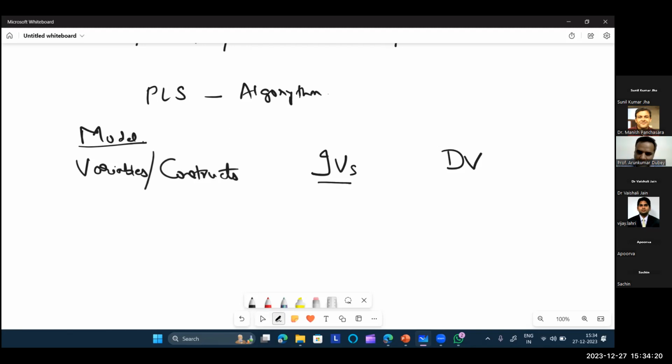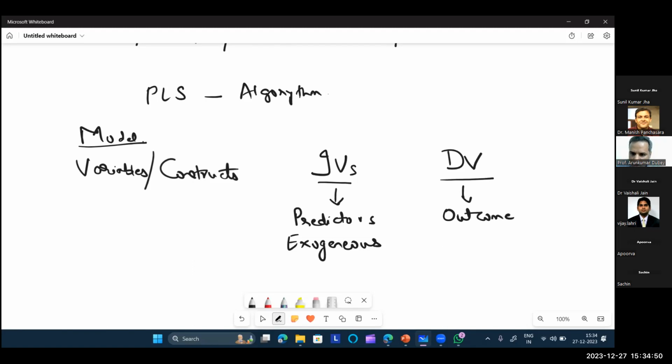Now, what are independent variables? They are known by different names. If you read standard textbooks on regression, independent variables are also known as predictors. They are also known as exogenous variables. There are many names, but these are very common. And your dependent variable is known as the outcome variable or endogenous variable.